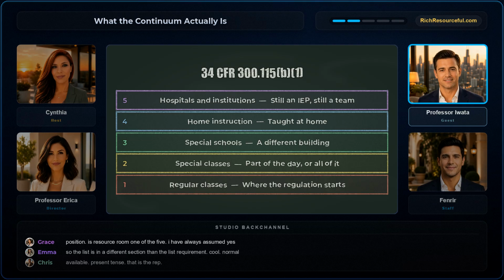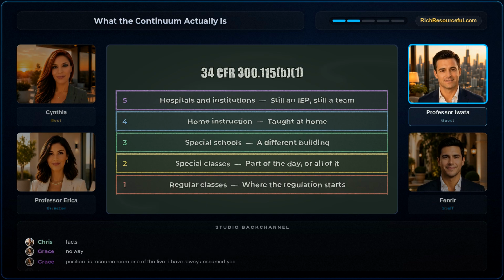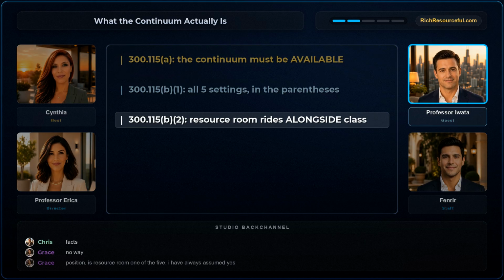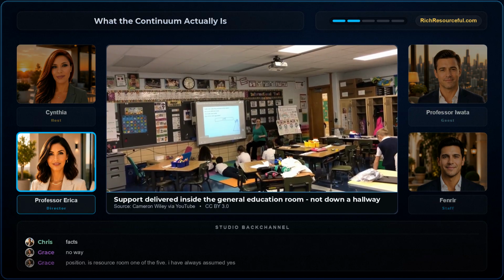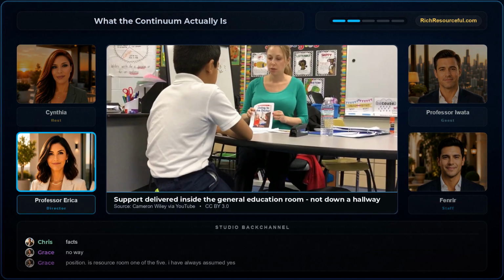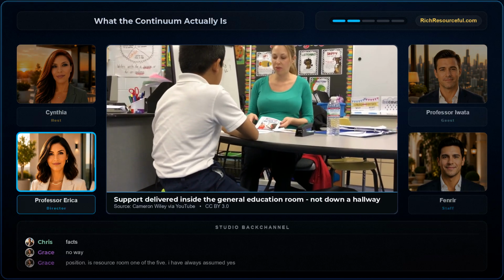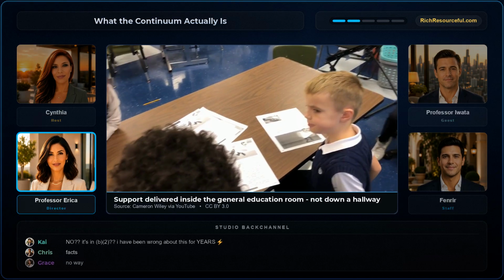Yours had 6 because somebody added the resource room. Understandable and wrong. Resource room isn't on the B1 list, it sits in B2, a separate paragraph requiring supplementary services in conjunction with regular class placement. That changes the ladder, Cynthia. Our resource room isn't a rung you climb down to. Under B2, it rides alongside the regular class, the regulation's own example.